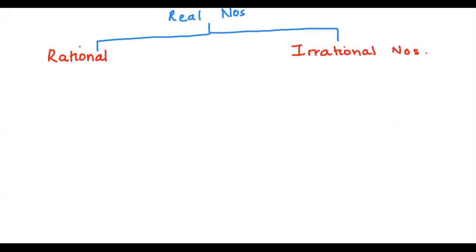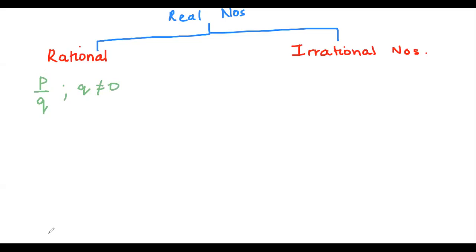Yes, so Swayam is right. Basically, rational numbers are fractions which can be represented in the form of P by Q, where Q is not equal to 0. Can you tell me why Q is not equal to 0?